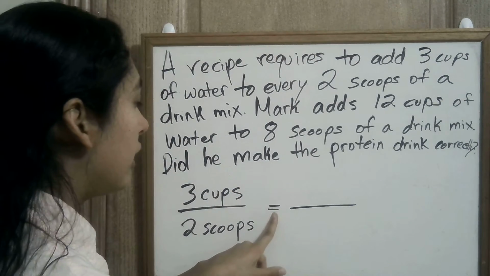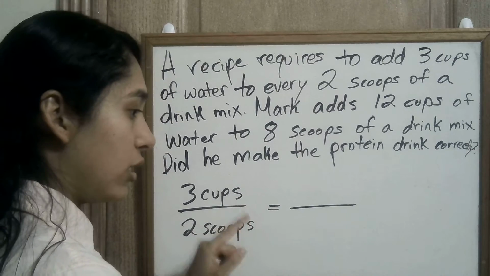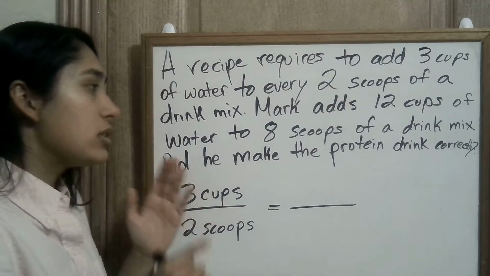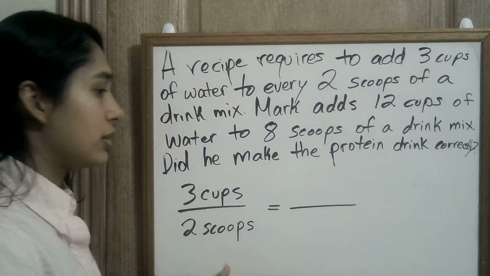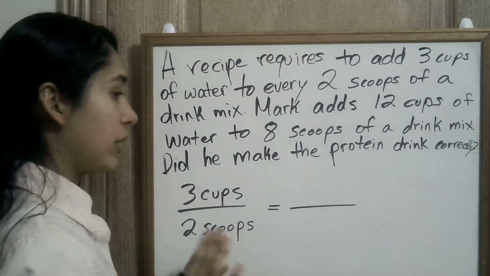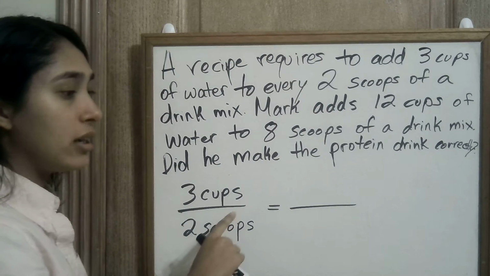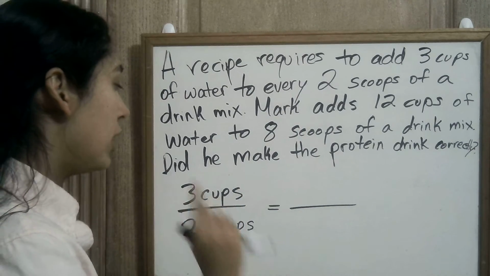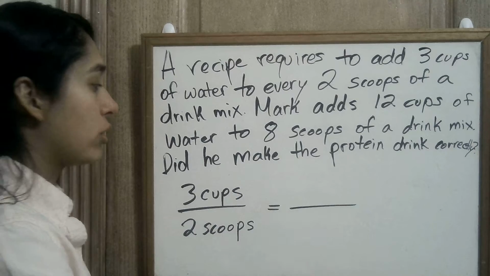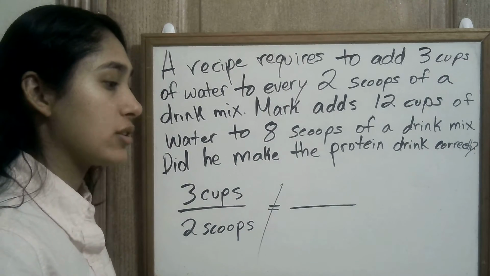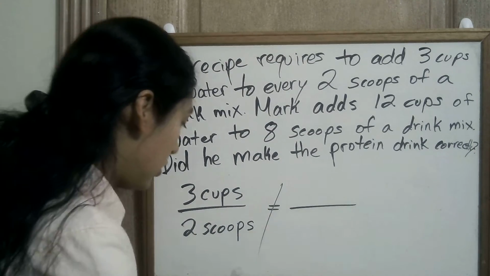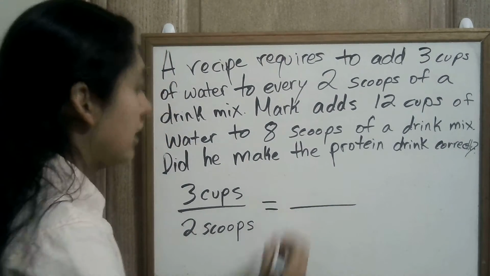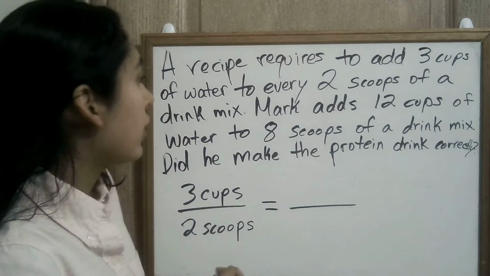So we're going to put this on the equal sign because we're assuming that he is correct. Well, the question says, is he correct? Why are we assuming that? Well, here is something with math. We can set it up to assume that it's equal, and if it doesn't match up, we're just going to put a slash through it and say it's not equal to. We're going to give the benefit of the doubt. Think positive. So here Mark had 12 cups to 8 scoops.